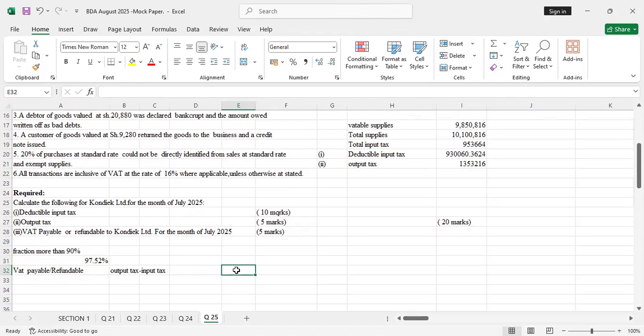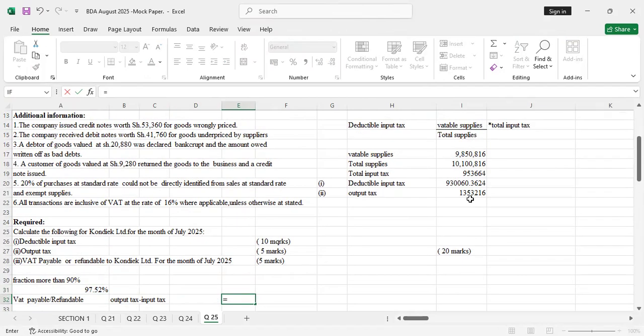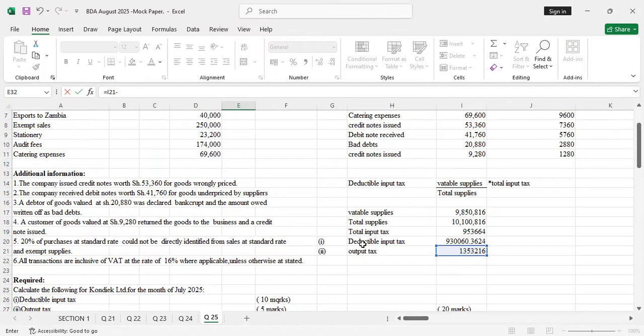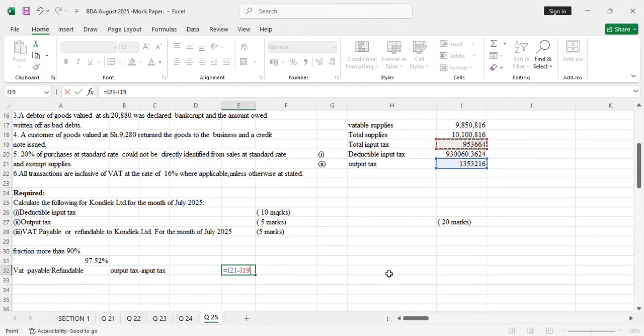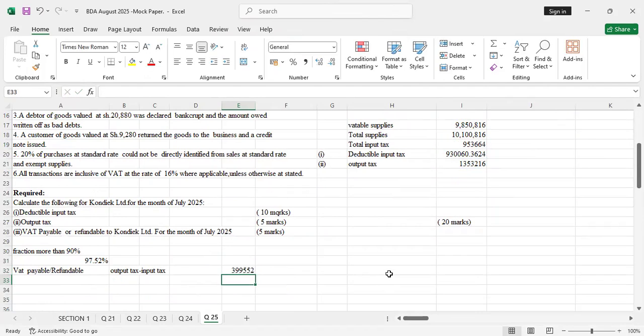So this is what you do. What is our output tax? It's already here. You subtract the total input tax. So what was our input tax? The total input tax is there. Pick that, subtract that. So when you subtract in that manner, you can see I have a positive of 399,552. So that's VAT payable.